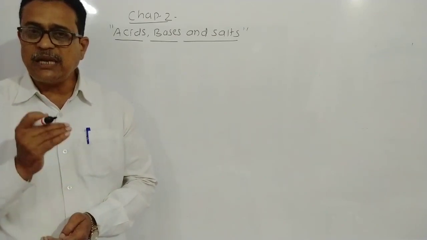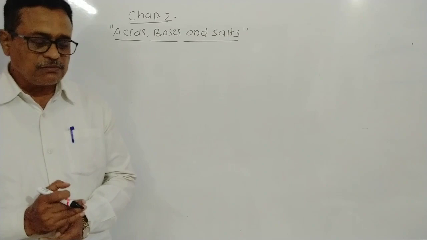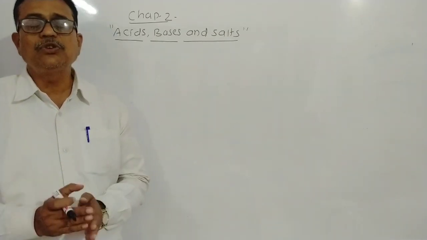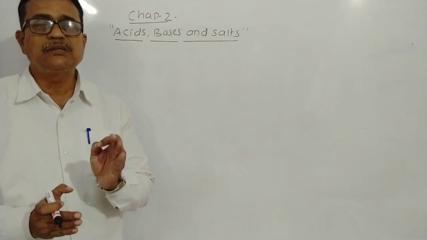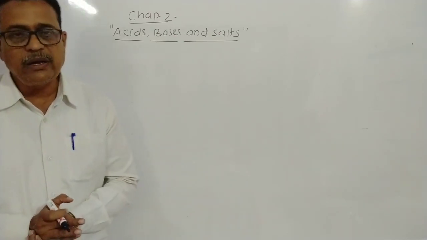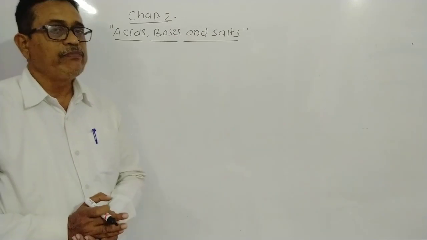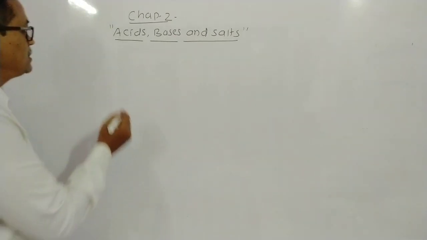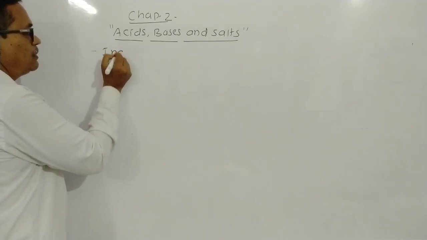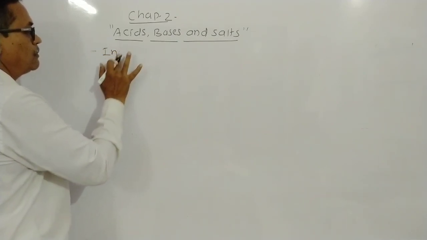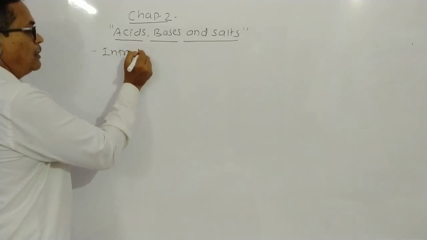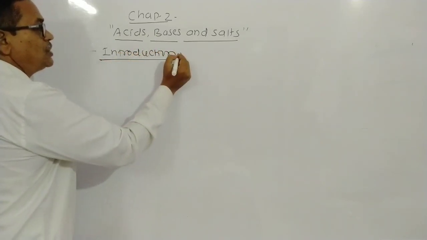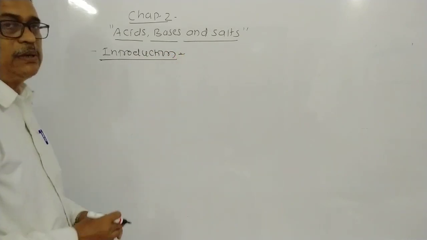Means a substance is acidic in nature or a substance is basic in nature, that should be indicated by using a chemical substance, and that is called an indicator. In this way, firstly we study the introduction of acids and bases.